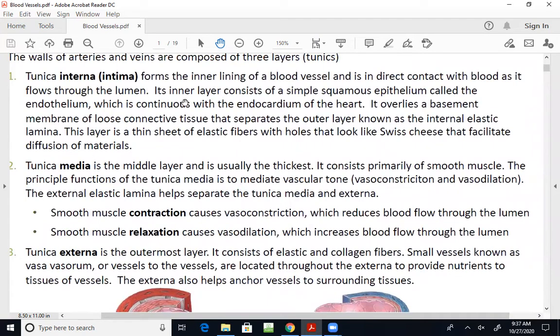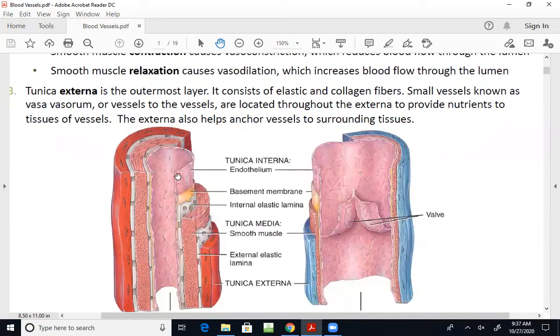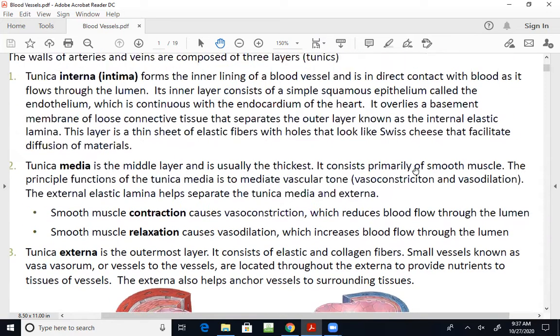The inner layer of the tunica interna, because there are sublayers to it, is simple squamous epithelium called endothelium. Simple squamous, remember, it tells you there's a single layer of flat plate-like endothelial cells. And surrounding it is the basement membrane. The endothelium is just like the endocardium that we talked about, the inner lining of our heart, which we learned about last week. Okay.